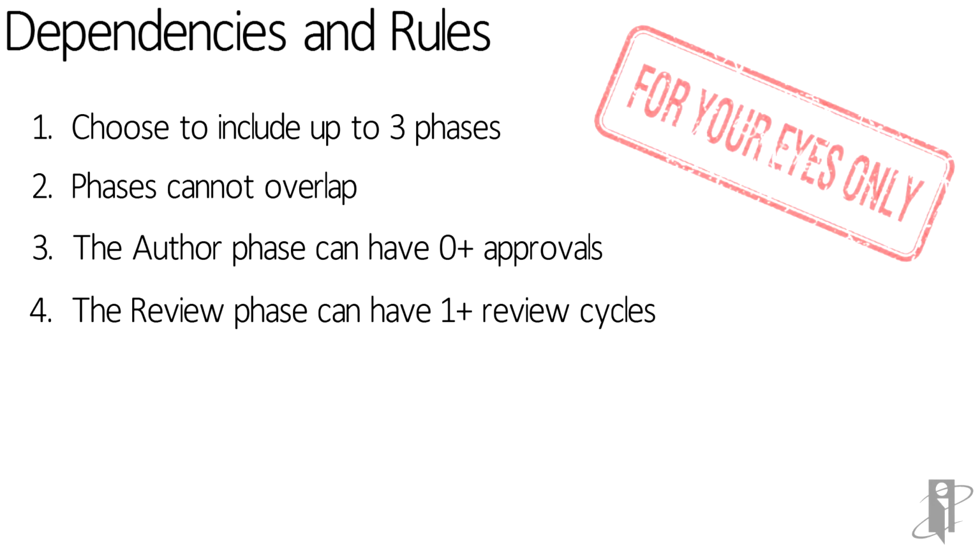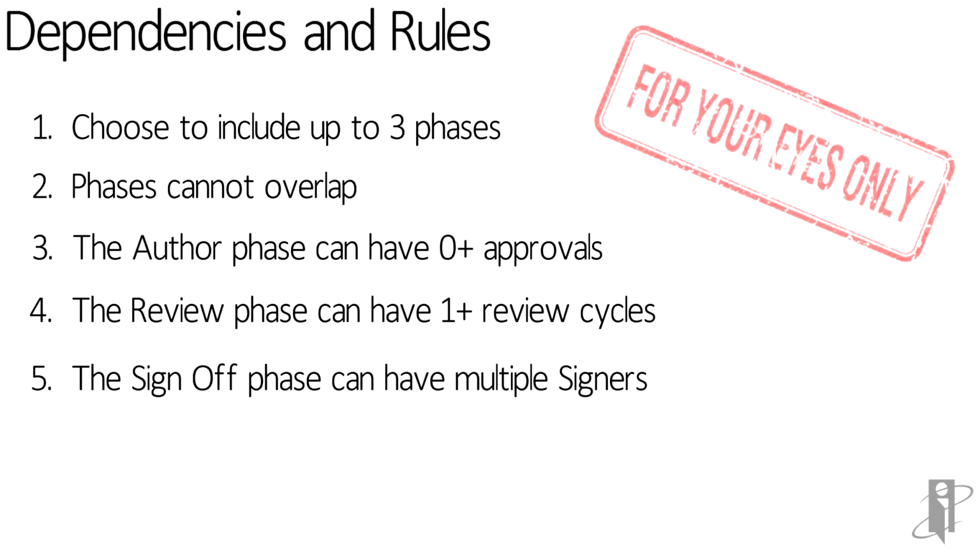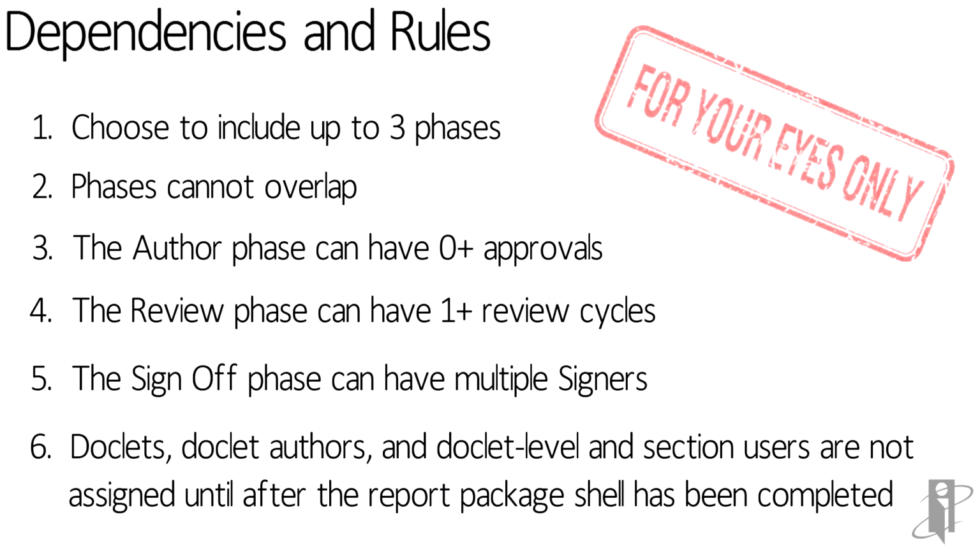Fourth, the review phase must have at least one review cycle, and you can define multiple cycles. For example, you can set the first review cycle for first-line managers, then you can set a second review cycle for upper management. Next, the sign-off phase can have one or multiple signers. And finally, the docklets, docklet authors, and docklet level and section users are not assigned in this step of creating the report package shell. This plan of attack will be strategic during the second mission of the reporting cycle.